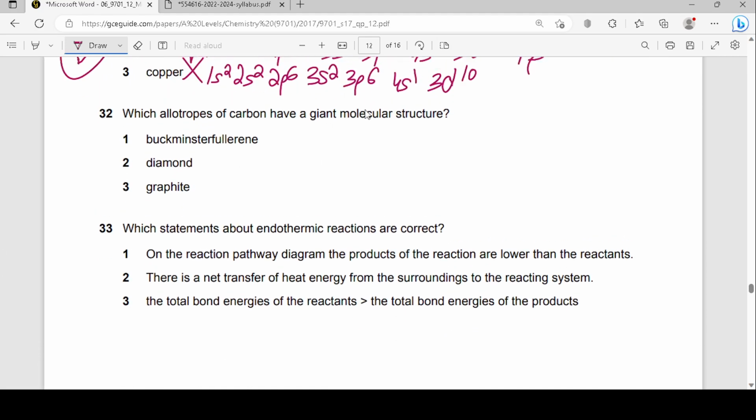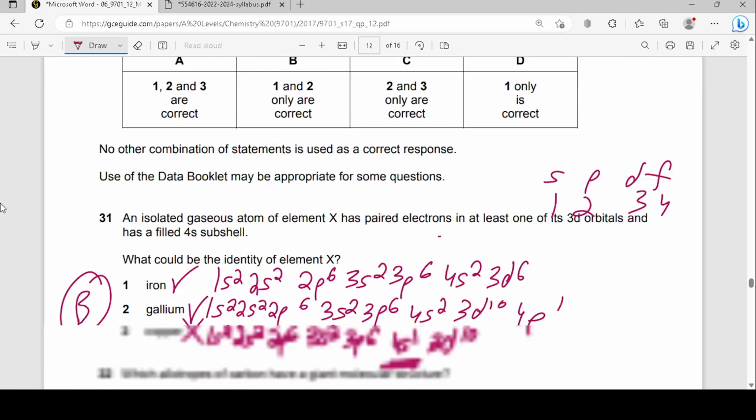Now, next question. Which allotropes of carbon have a giant molecular structure? Buckminsterfullerene? No, it does not, because Buckminsterfullerene is basically C60, so the carbon atoms are limited to exactly 60. That's why it's a nanoparticle, and so it does not have a giant molecular structure. Diamond and graphite, on the other hand, are both giant molecular structures, giant macromolecules. So 2 and 3 are right, therefore the answer is going to be C.